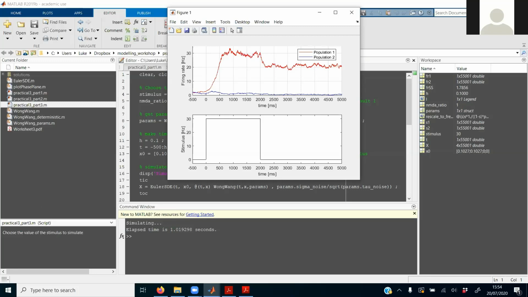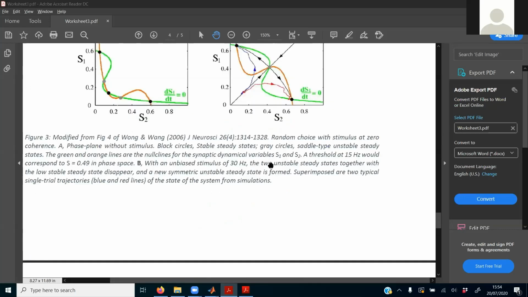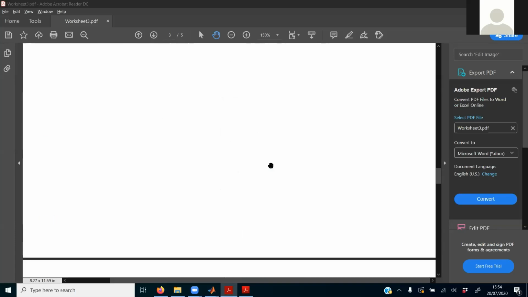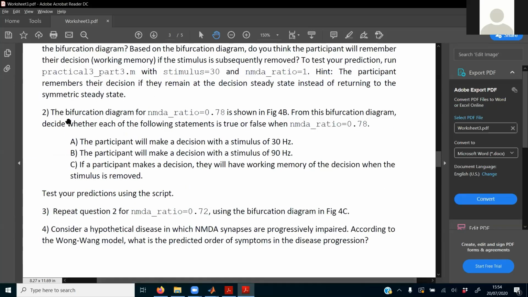So then question 2 asked us, was that all of question 1? Sorry, I'm just going to scroll back up to question 2. The bifurcation diagram for NMDA ratio is 0.78. It's shown in figure 4b. Essentially, NMDA ratio is a number that I'm going to multiply all NMDA synapses by. So if it's less than 1, we're essentially decreasing the strength of NMDA.